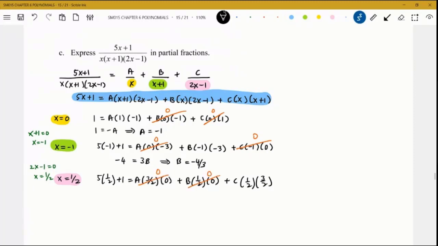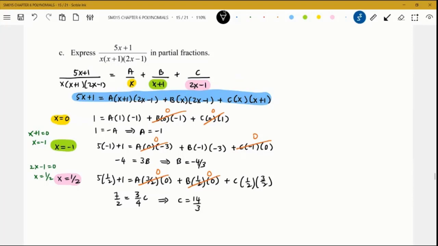Okay. Sebelah kiri kita dapat berapa? 5 over 2 plus 1, 7 over 2. Good. And then sebelah kanan kita akan dapat C adalah 3 over 4. 3 over 4C. So directly your C equal to 14 over 3.